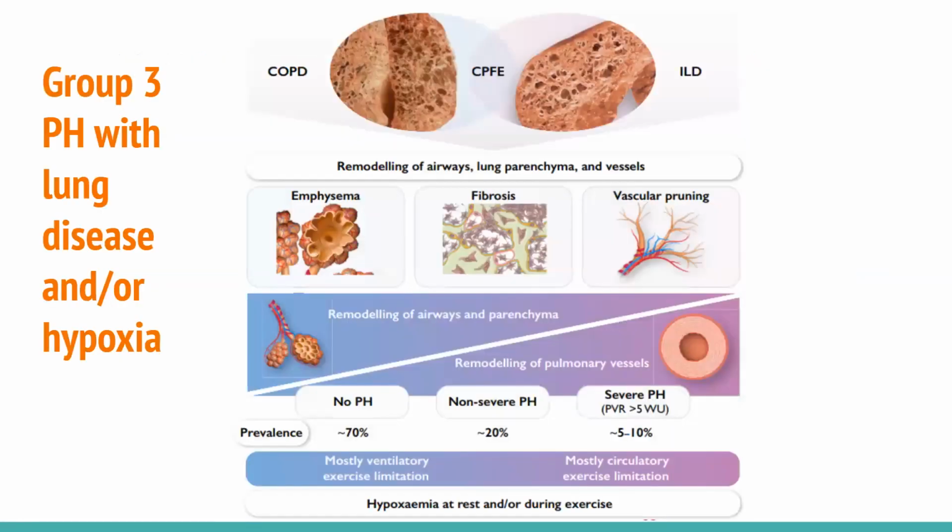This is a group 3 patient with lung disease, both COPD and ILD. We can see there is a remodeling of the airways, and hypoxemia at rest and during exercise is also seen.